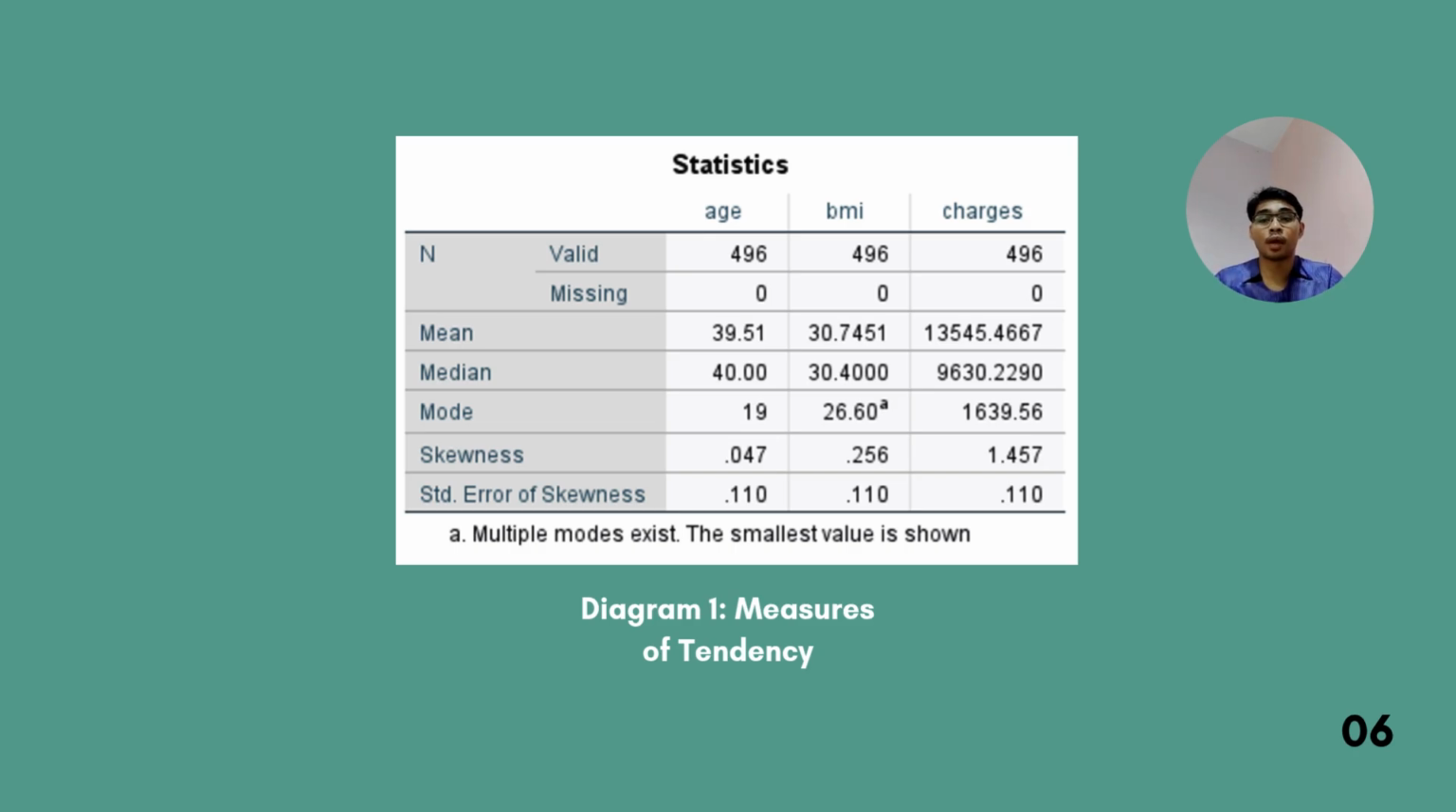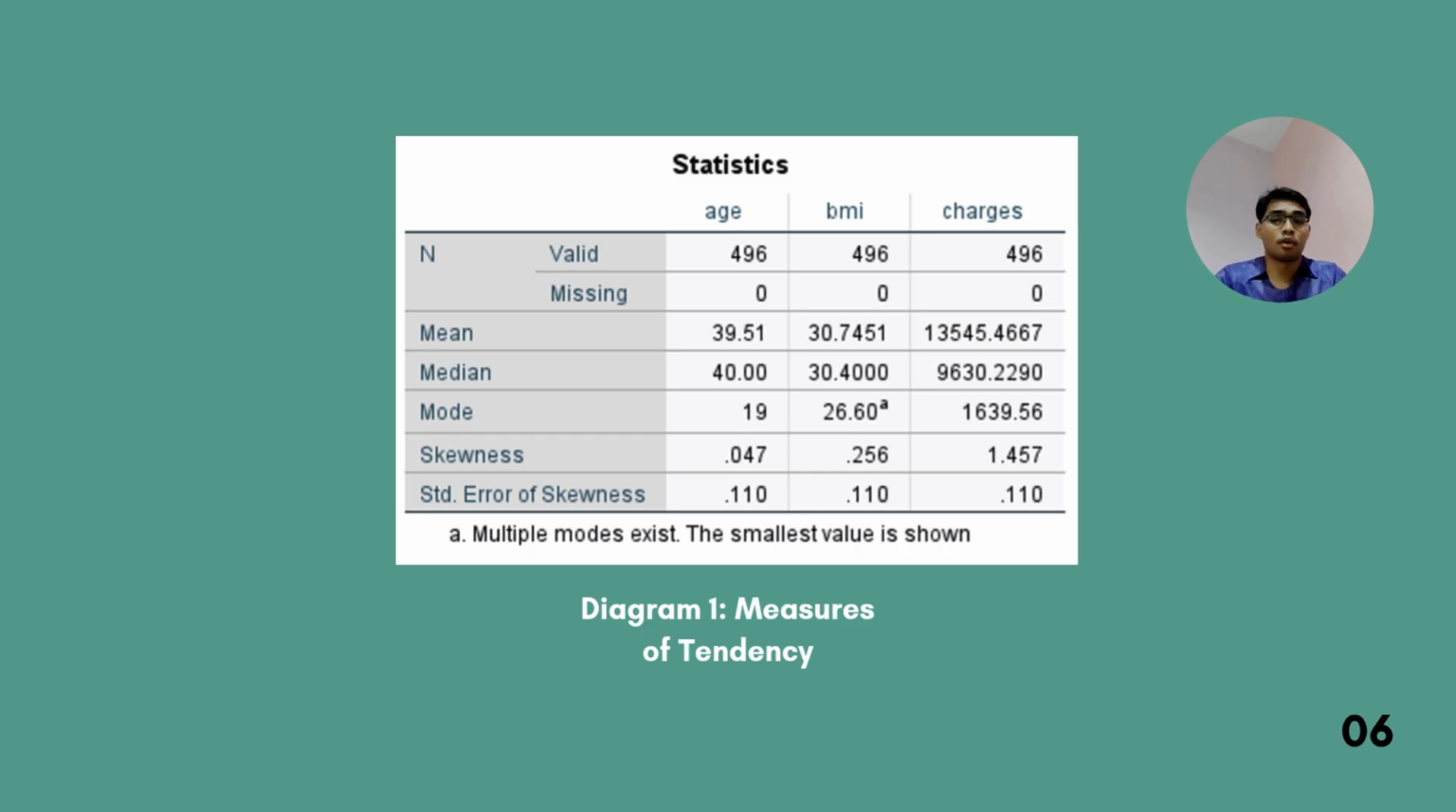Now looking at the BMI. For the BMI, the mean is 30.775, the median is 30.40, and the mode is 26.60. The mean BMI is above the healthy range, indicating many respondents may be overweight or obese.